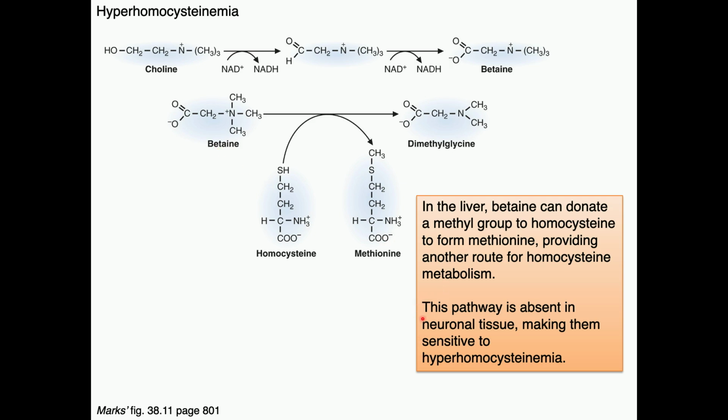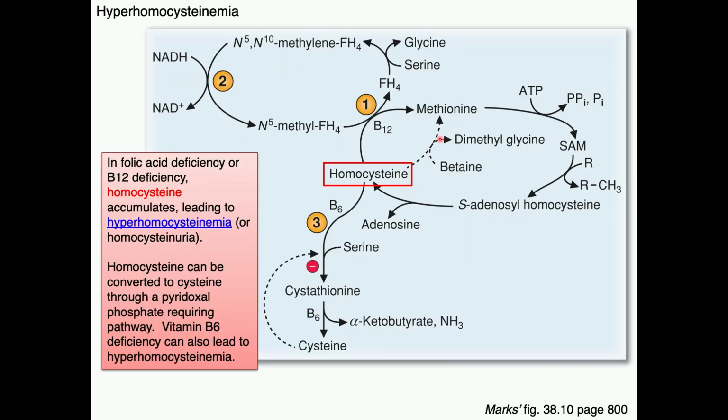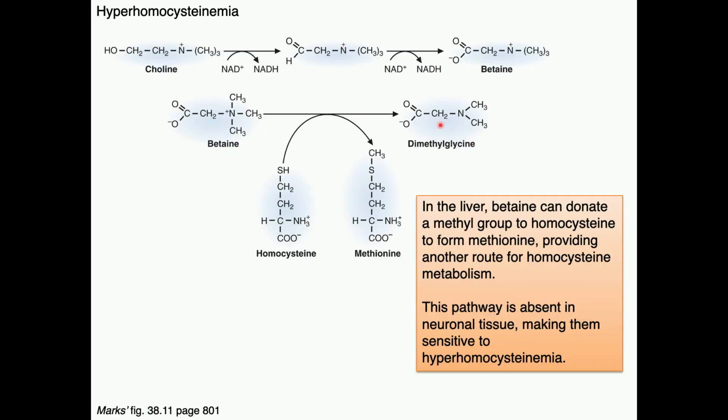This pathway is less active in neuronal tissues, and that makes them susceptible to the hyperhomocystinemia. Or, excuse me, maybe it's more accurate to say it makes them more sensitive to a lack of methionine synthesis.